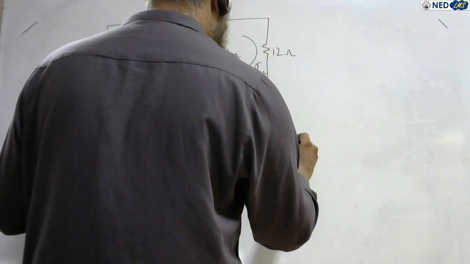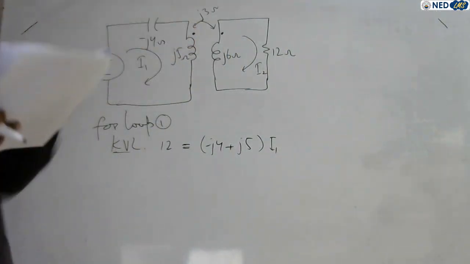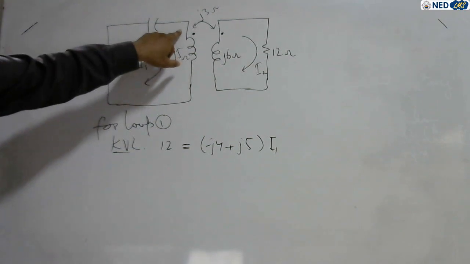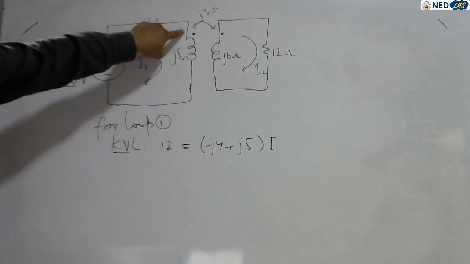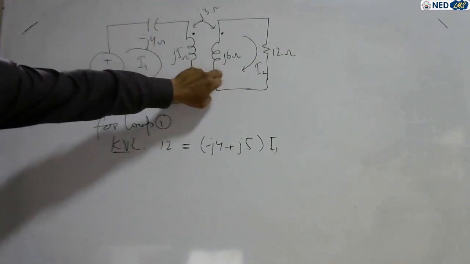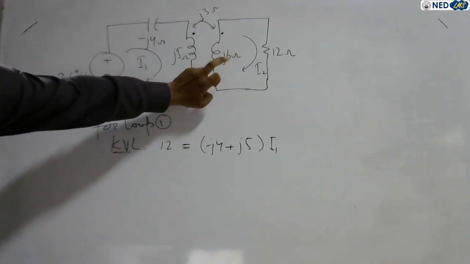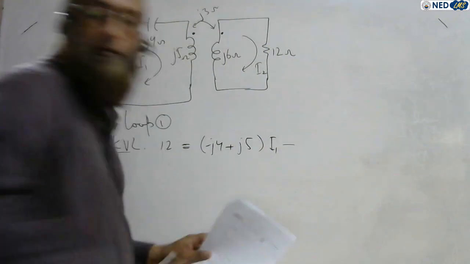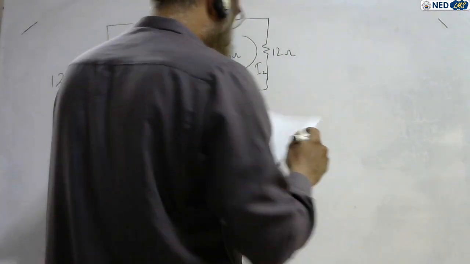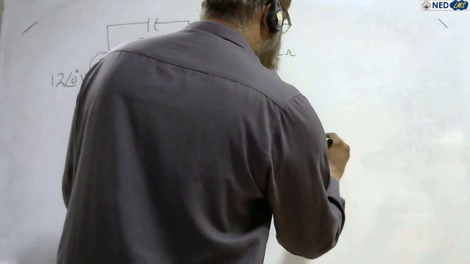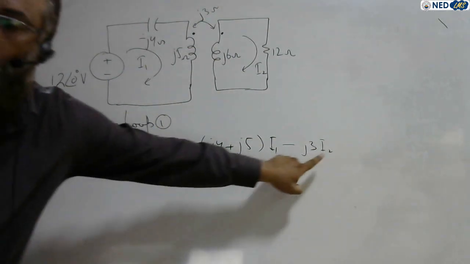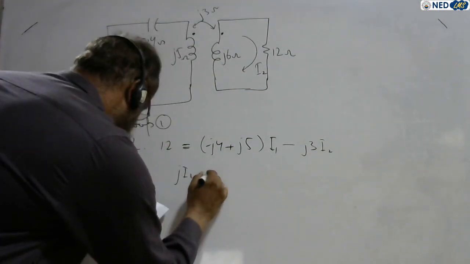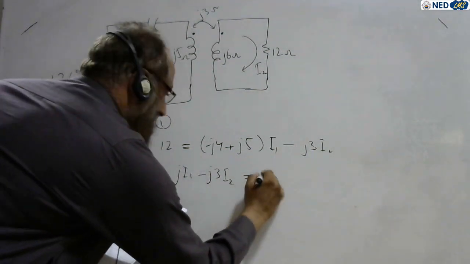Now we have to write the mutual term. The mutual is given to us, that is J3 ohms. Is the mutual term positive or negative? The current flows in the dotted terminal of the coil in this loop, while in the other coil the current enters the undotted terminal. So the configuration reverses, and the mutual term becomes negative, that is minus J3 times I2. So just rearrange, you will get J I1 minus J3 I2 equals 12.